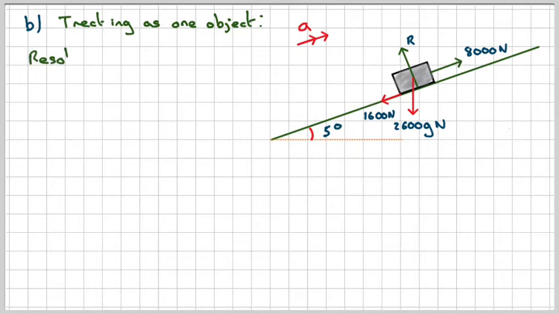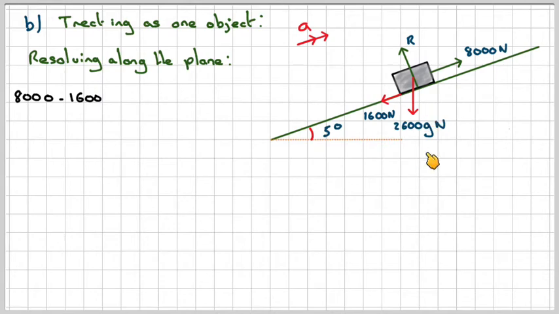So if we now resolve along the plane, we've got 8,000 minus 1,600 minus the component of the weight here, which will be 2,600 g sine of 5 degrees. The angle is always the same as the angle of the slope. And that's equal to the total mass times the acceleration.